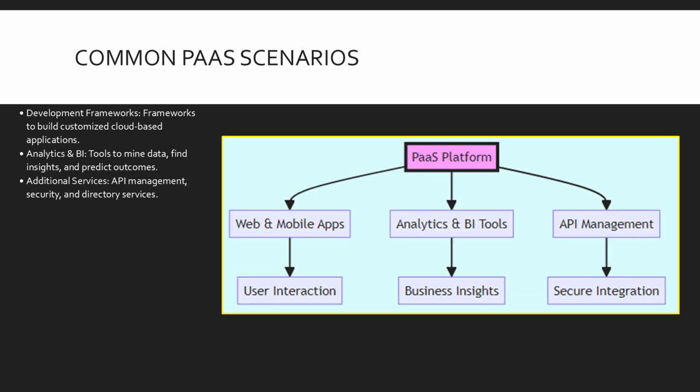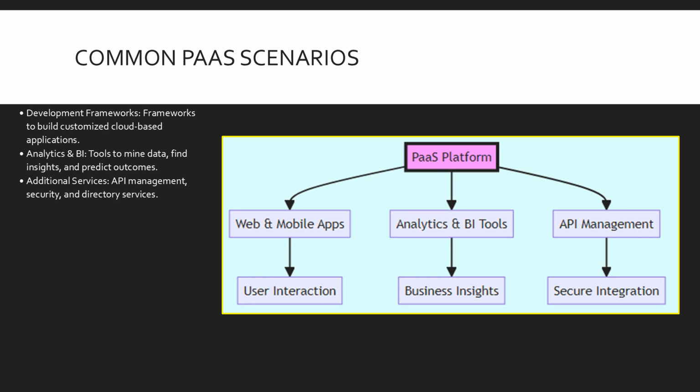PaaS is versatile. A primary use case is providing a development framework. Developers can build upon this framework to develop or customize cloud-based applications, similar to creating an Excel macro. Another common scenario is analytics and business intelligence. PaaS tools allow organizations to analyze and mine their data, finding insights and patterns to improve forecasting and product design decisions. Additionally, PaaS offers services like API management, security, and directory services to enhance your applications.